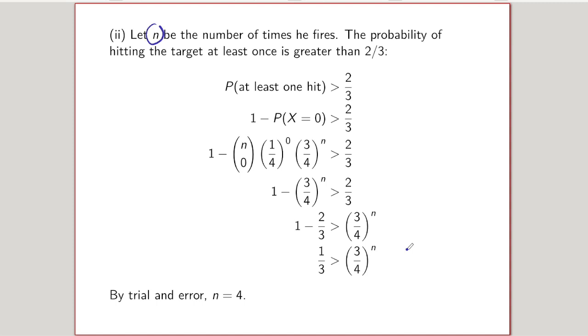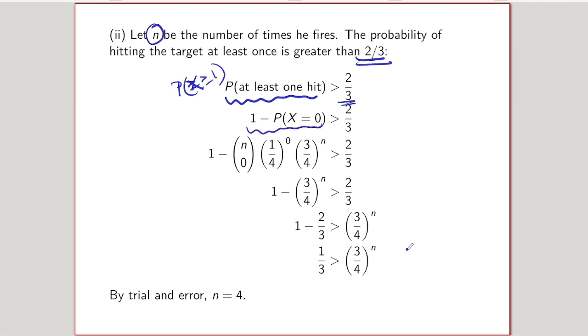And second one, let n be the number of times he fires. We are going to determine this n value, and the probability of hitting the target at least once is greater than 2 by 3. So probability of at least one hit will be greater than 2 by 3. So we have converted this wording into our statement. At least one hit means we can write it as probability of x greater than or equal to 1. So instead of writing x greater than or equal to 1, this can be written as 1 minus p of x is equal to 0.